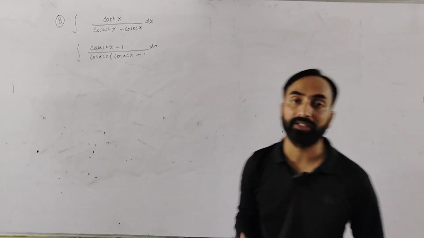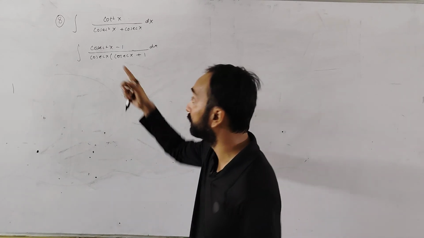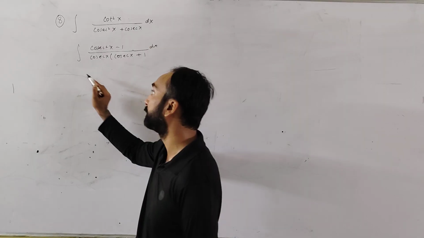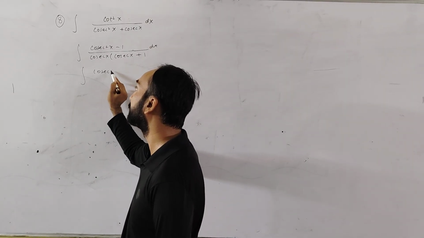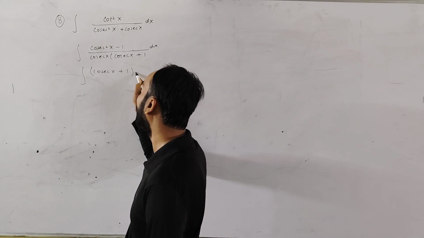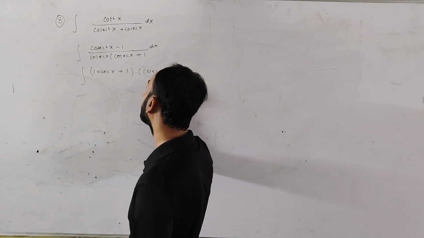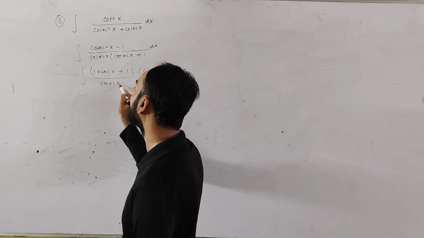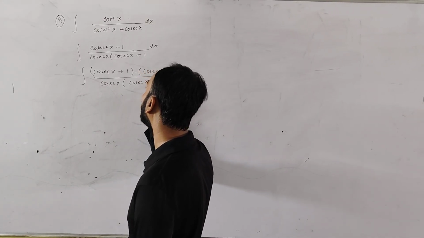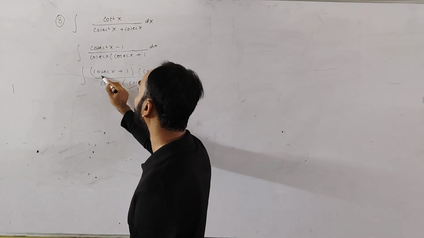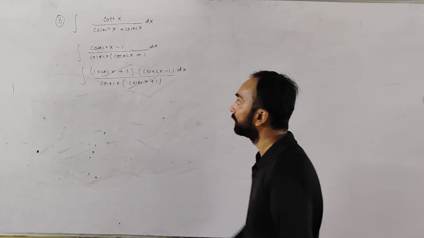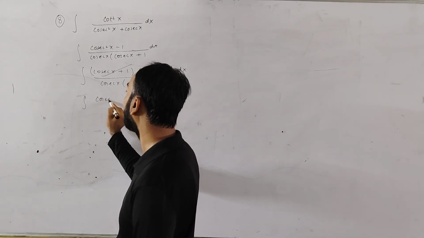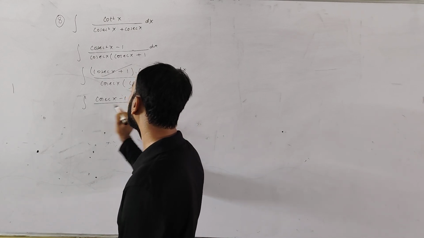In the numerator, if you see carefully, 1 can be written as 1 square, so this can be written as a square minus b square, and that is nothing but a plus b into a minus b. So I can write it in the form of cosecant x plus 1 multiplied by cosecant x minus 1 dx, divided by cosecant x plus 1. This cosecant x plus 1 will cancel. So I will only be left with cosecant x minus 1 divided by cosecant x.